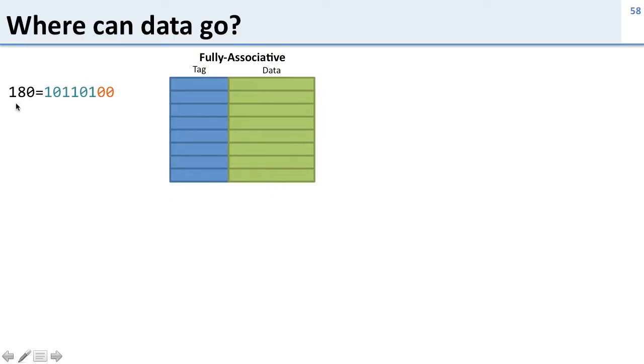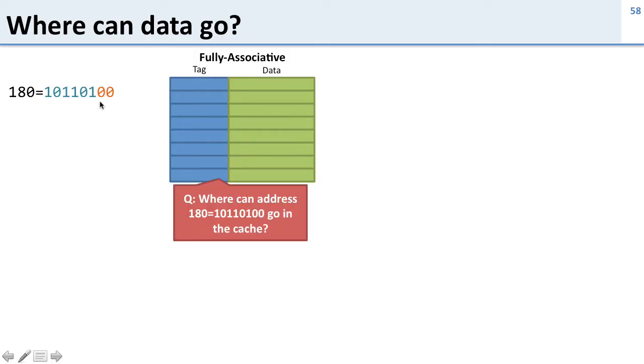Let's take a look at this address here, address 180, and here it is in binary. Now you'll notice the last two zeros here, these are the byte offset within the word. I'm assuming we have one word per line in our cache, and since we need to have word-aligned accesses in MIPS, these are always going to be 00. So where can this address go in the cache?